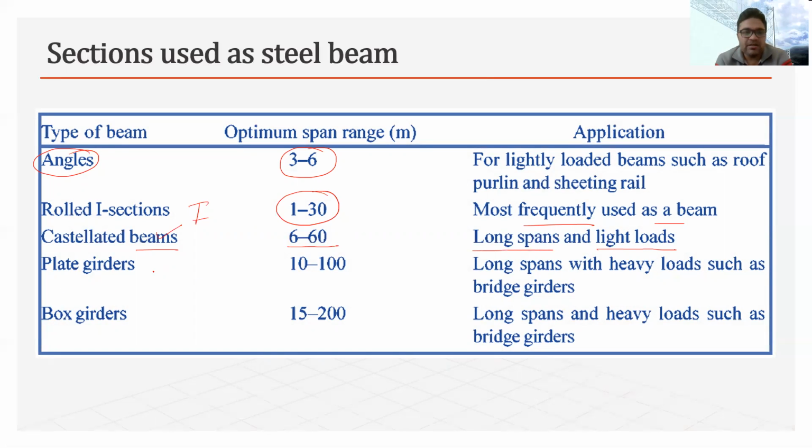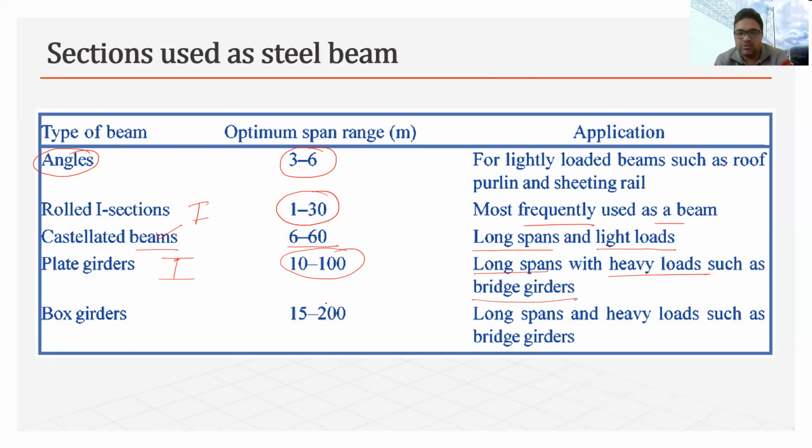Now for the plate girder, I showed you that plates are joined in the I section manner and they are welded. This plate girder can be used for the span range of 10 to 100 meters. So when there is a very long span with a heavy load such as a bridge girder, in that case plate girders can be used.